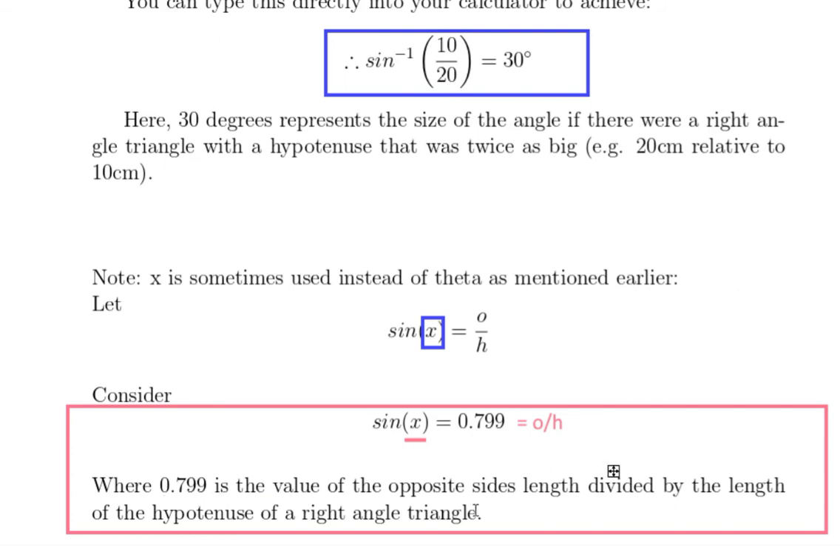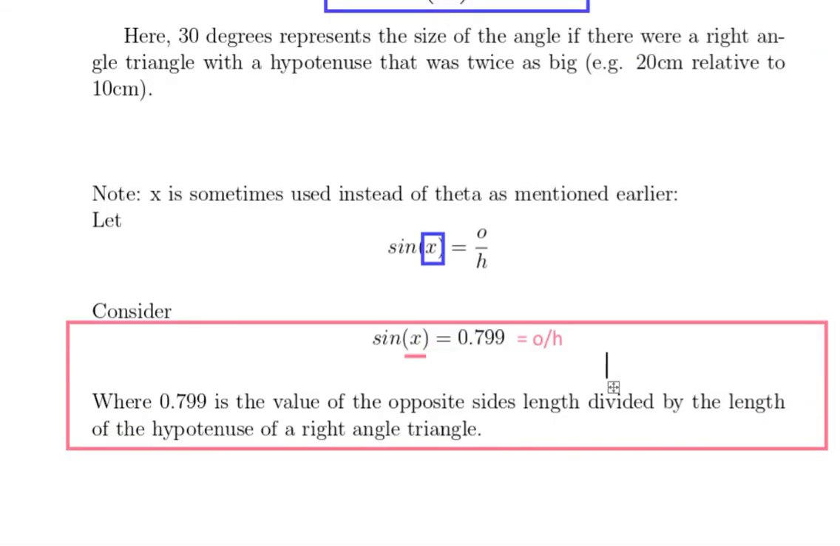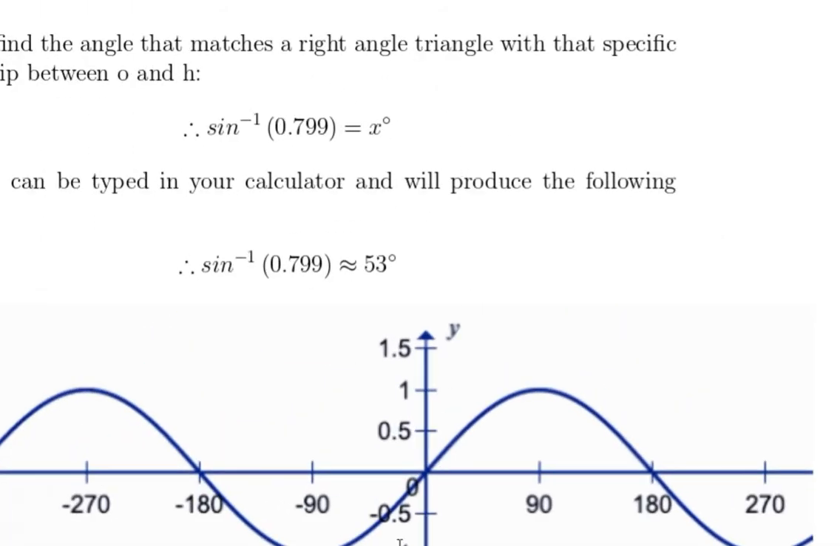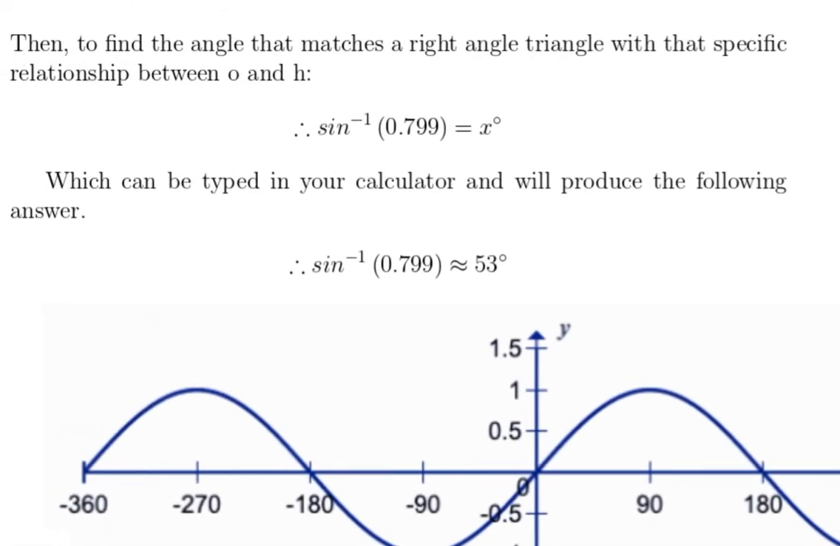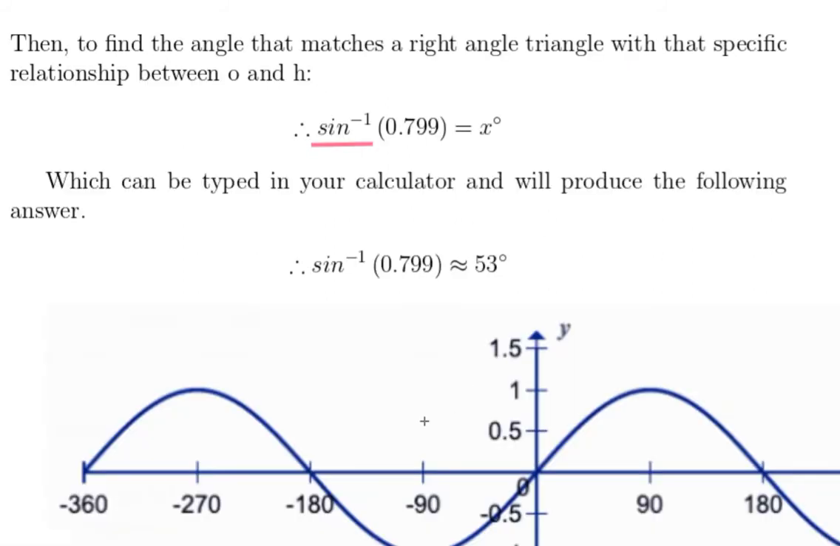Okay, so where 0.799 is the value of the opposite side's length divided by the length of the hypotenuse in a right angle triangle, how do we go about solving that one? The answer is, we write it in the calculator as we did before. You write sine to the power minus 1, wherein, as before, we had two sides, 10 for one, 20 for another. We calculated this, and it would come out as 0.5 as a decimal. And so it's the same thing that's occurred here.